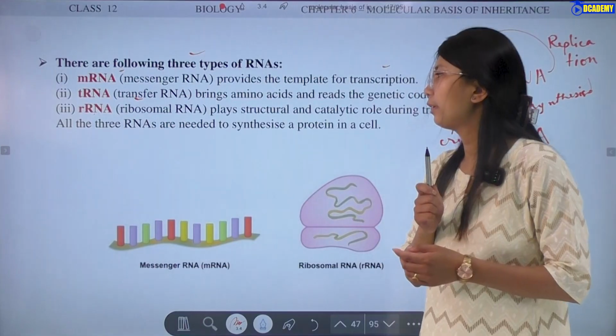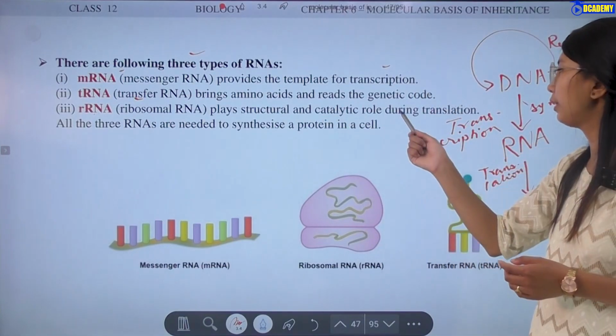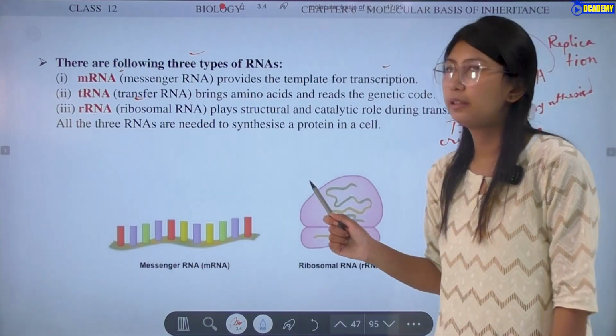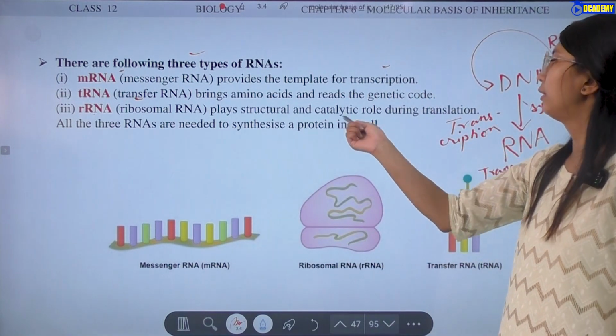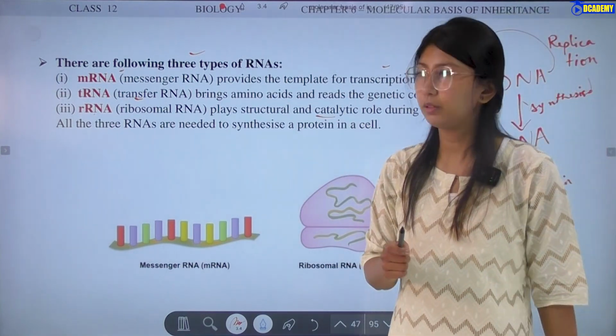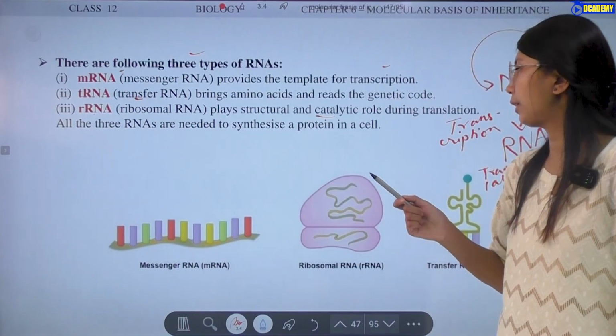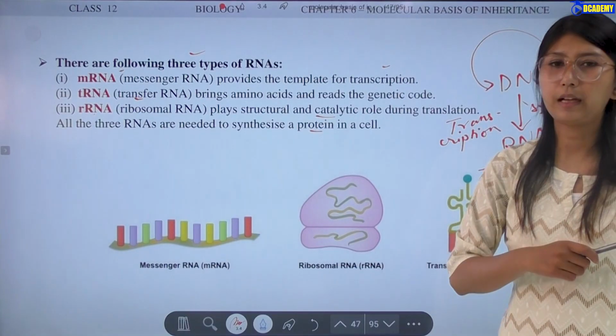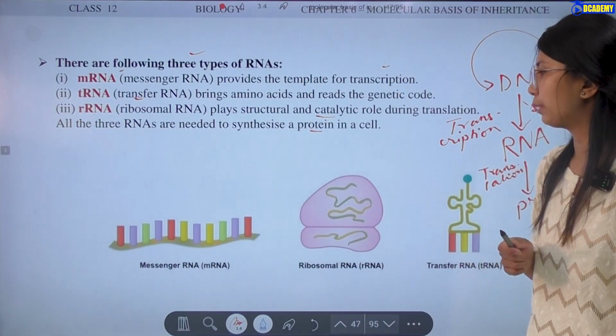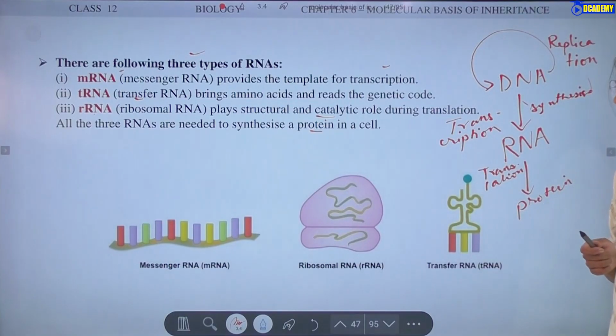Then ribosomal RNA is structural and has a catalytic role in translation. All three RNAs are needed to synthesize protein in the cell.